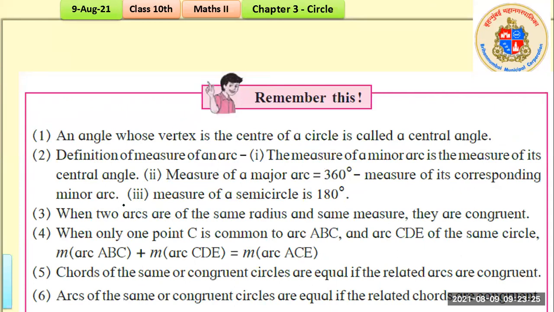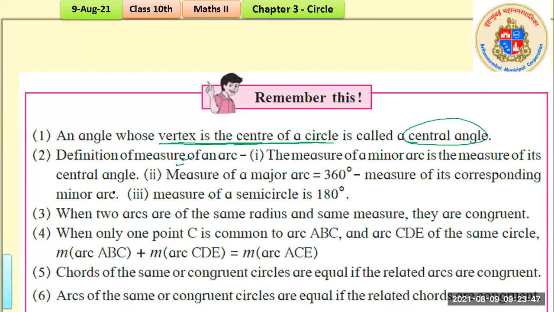Okay, so let us quickly recap the important concepts that we have done today. The first thing was, what is the central angle? The central angle is the angle whose vertex is at the center, or any angle which is made using the center of a circle. That is called a central angle.